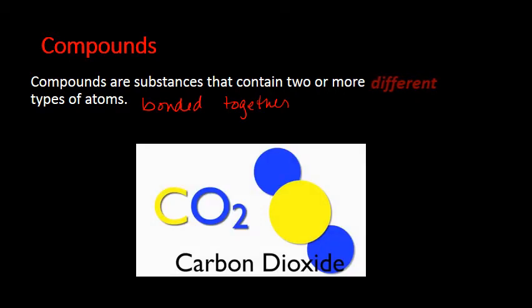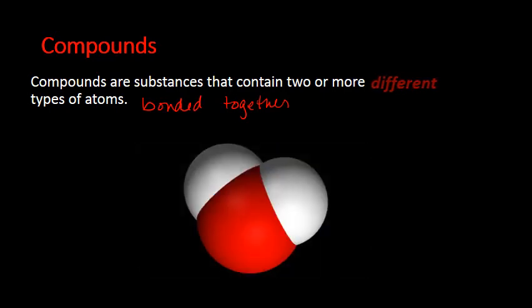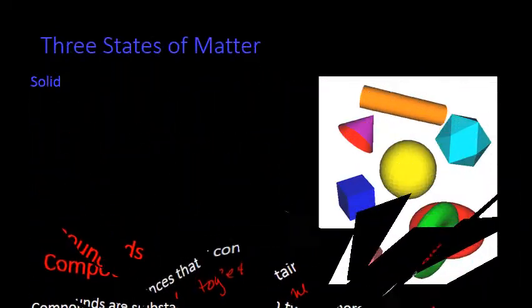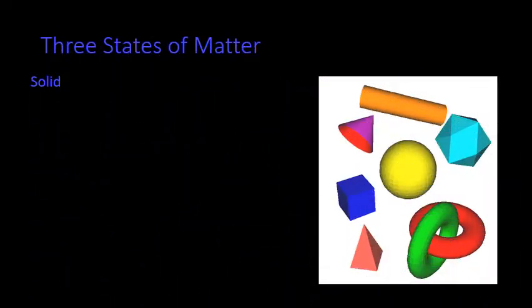For example, carbon dioxide is 1 carbon, 2 oxygen atoms bonded together. Then we have water looking like a Mickey Mouse, and that's made up of H2O. So that's 2 hydrogens and 1 oxygen. Then we have this funky looking molecule, which is actually glucose. You need to know, again, more definition: 3 different atoms stuck together.